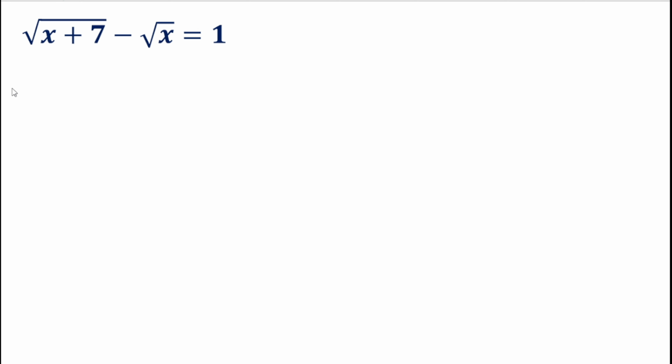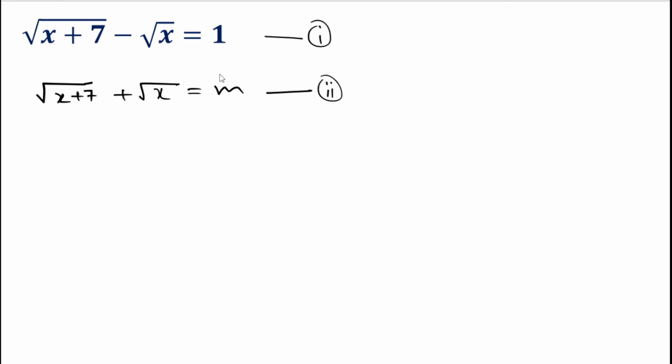Now first of all, we can assume another equation, that is square root of x plus 7 plus square root of x equals m. Now we can say this is our equation number 2 and this is our equation number 1.